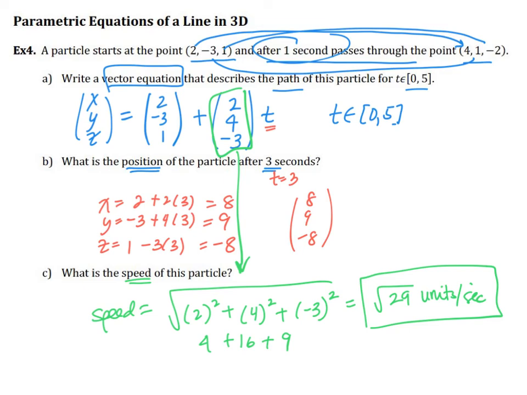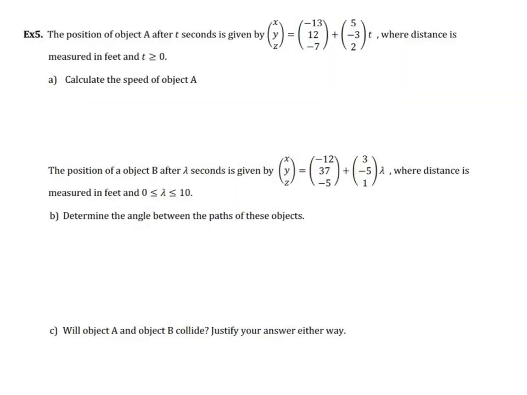Nice. Let's do our last example. Okay, for this last example, I think you should be able to do the whole thing on your own. Actually, letter C will be a little bit tricky, but you could still try it on your own, and then you could check it with the answer key. So the speed, we already know how to do that, especially if we give you the vector, looking at the velocity vector to get that answer.